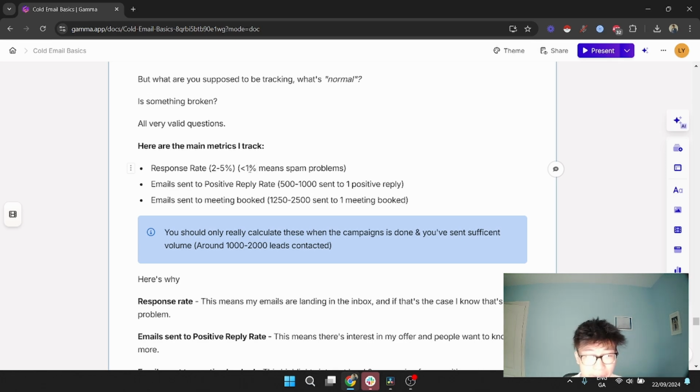You should only really calculate these when the campaign is done. The reason being is the metrics can be skewed, where the initial email will get the most interest, and then the second email will get less interest. And if you're running a 3-step sequence, you get less interest after that as well. That's the main reason.